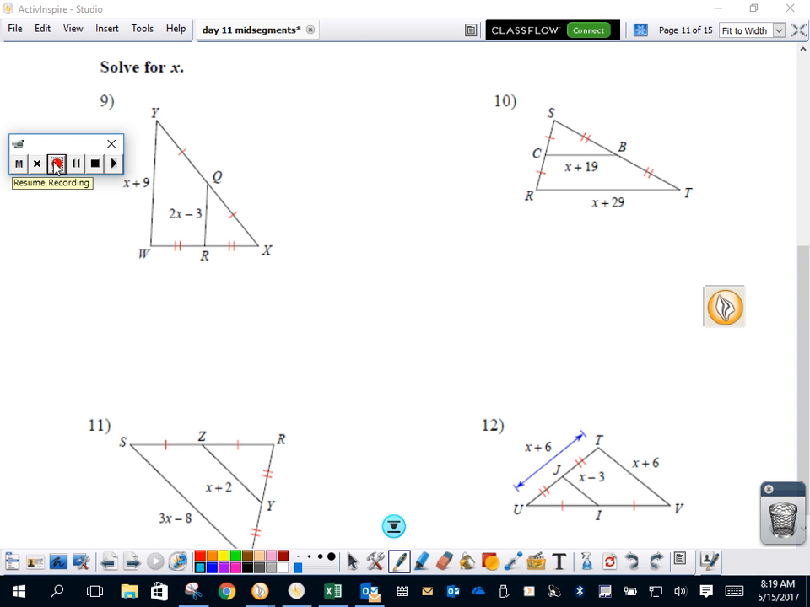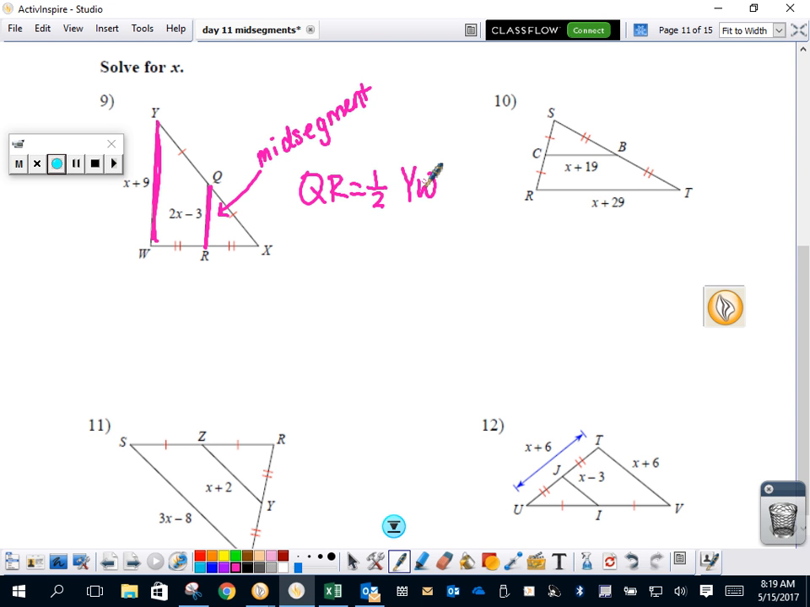Then I'll pick people. What two sides should I highlight? Raise your hand. What two sides should I highlight? Jason. Okay. Which one, Jason, is the midsegment? Okay, so QR is the midsegment. And then YW is the side. So we know QR equals 1/2 of YW, or YW divided by 2. That might be a better idea right now.